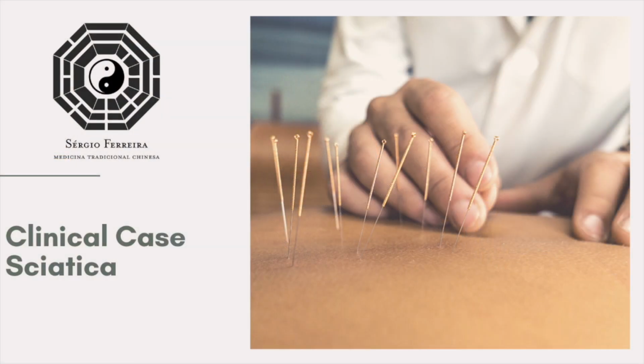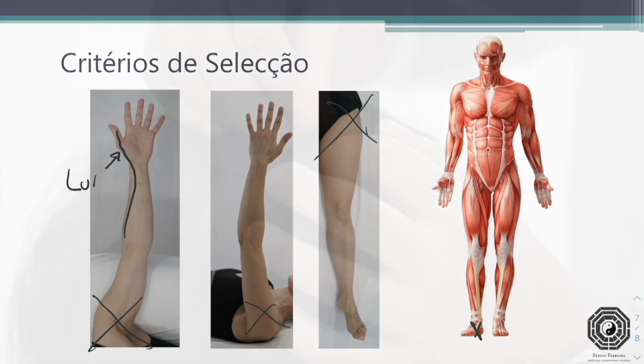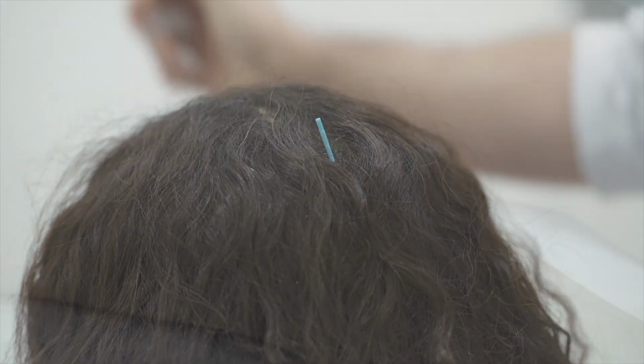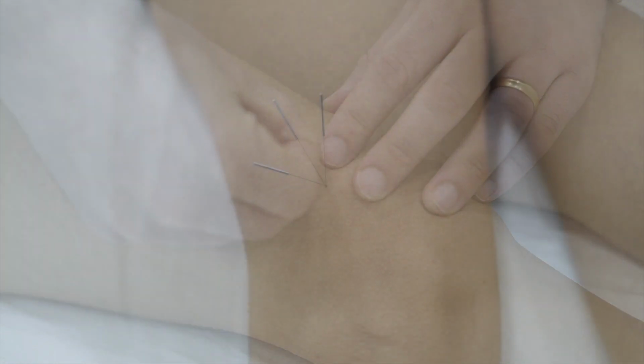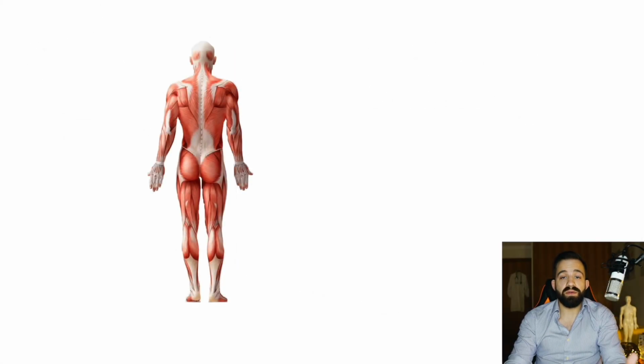In today's video, I'll talk about a case of a patient with lower back pain and sciatica. This was a 52-year-old male patient, and he suffered from lower back pain and sciatica on his right side. He was severely overweight and spent a lot of time sitting in his car because he was an Uber driver.